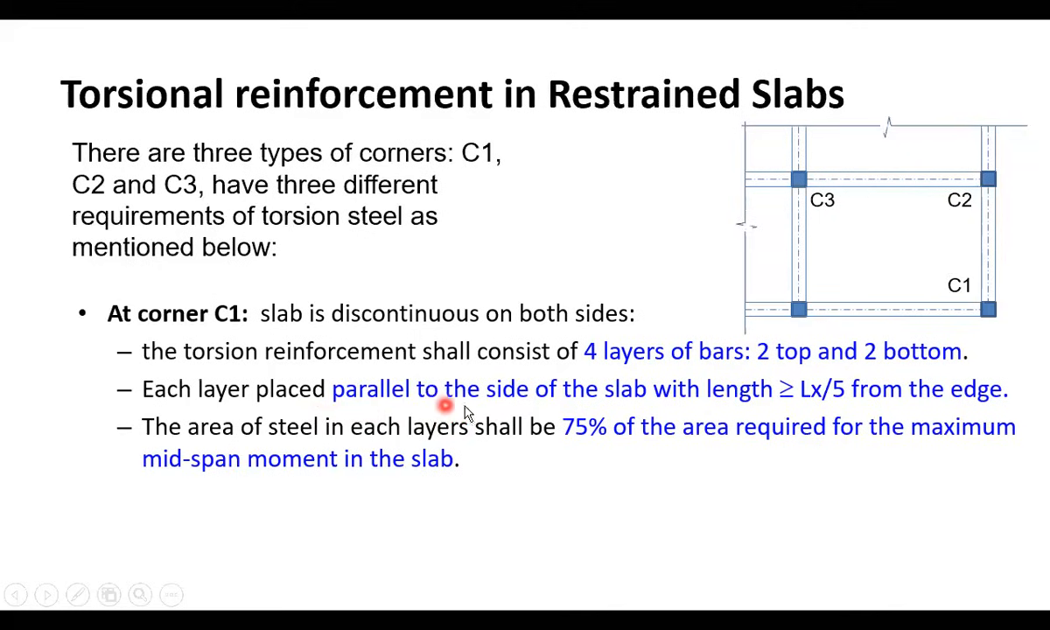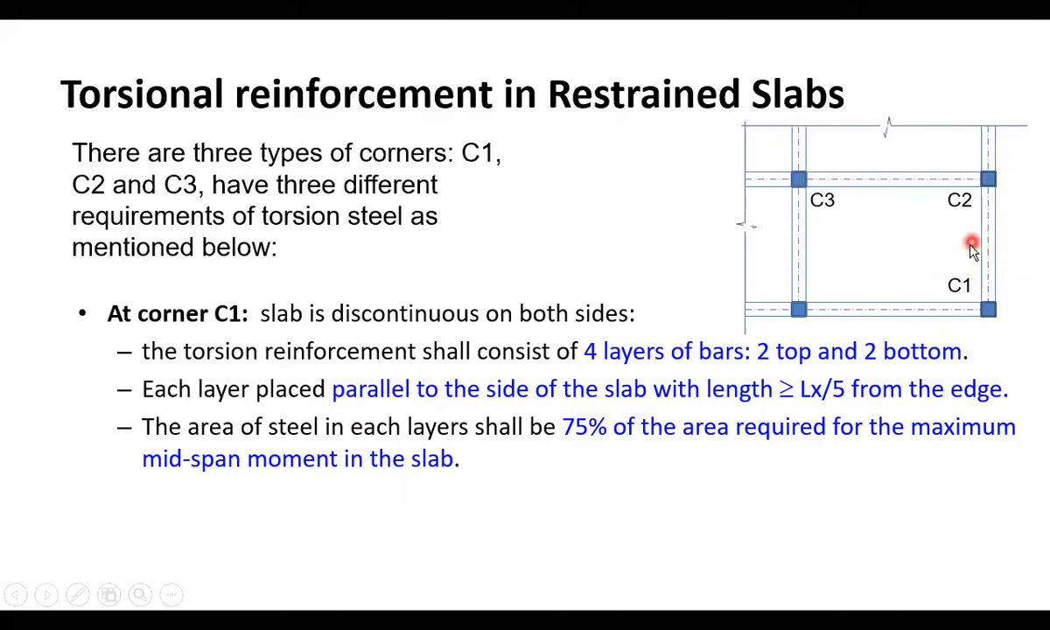Each layer is placed parallel to the side of the slab with a length of not less than the span over 5. Okay, it is greater than Lx over 5. So you will have the 2 layers here. The length of these bars that you put here will be the short span over 5, 20% of the short span here and 20% of the short span in the other direction also, top and bottom.